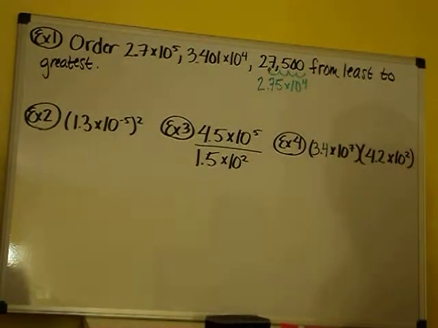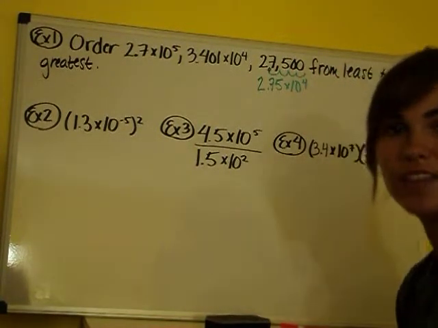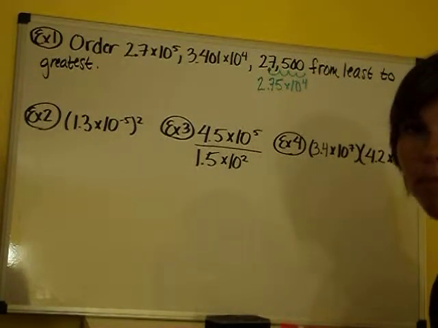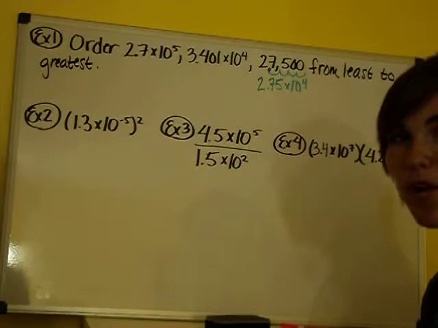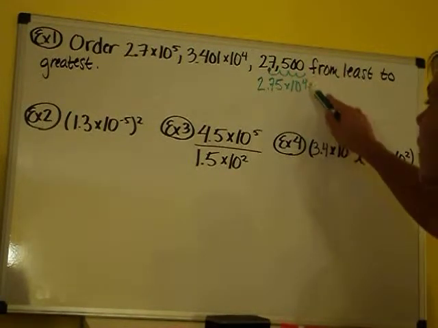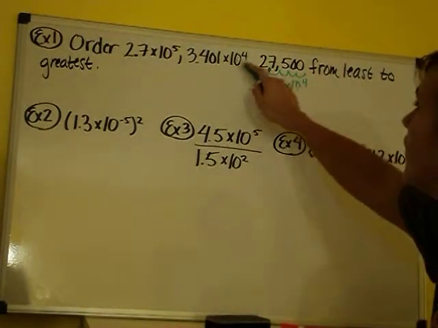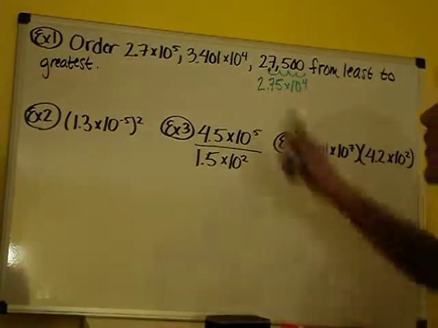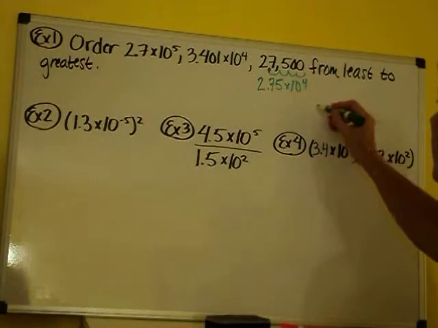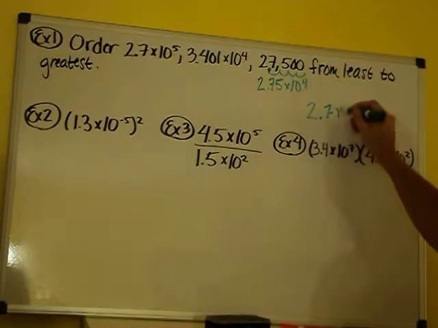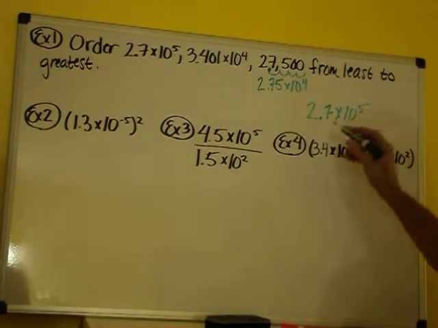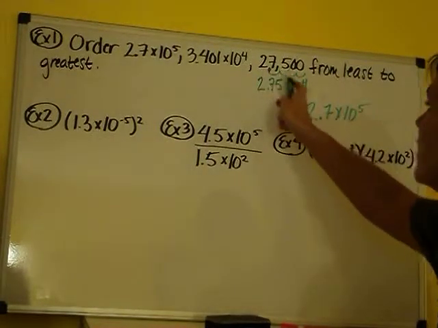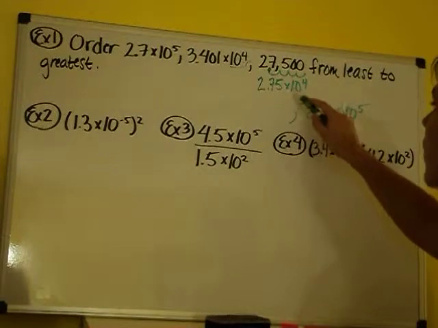Okay? So if we're going from least to greatest, that means that the smaller exponent on our base of 10 is going to be the smaller number. So far we have a 4, a 4, and a 5. Just from looking at that, we already know that the one with the 5th power is our biggest one. So we'll put that there again: 2.7 times 10 to the 5th. Now we have these two, which are both 10 to the 4th.